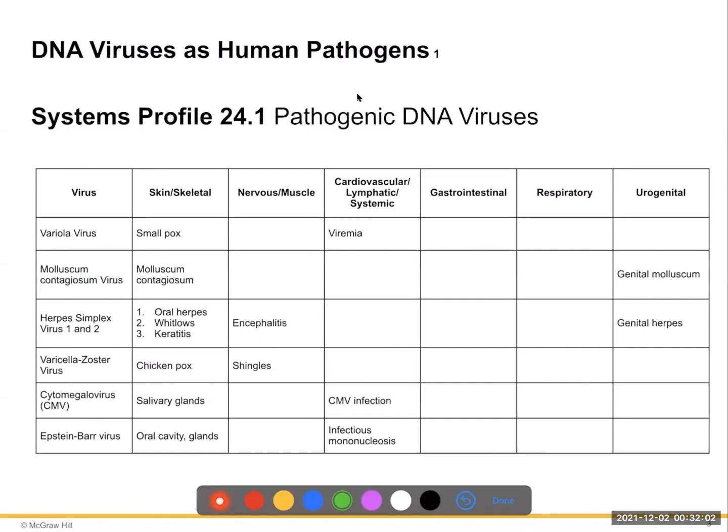These are the different viruses we'll be talking about today. This is a list of different ones. The variola virus, which causes smallpox. Herpes simplex virus 1 and 2, which cause oral herpes, keratitis, and encephalitis in the nervous system, or urogenital, which causes genital herpes, the varicella zoster with shingles, and so on. We'll go through all of those today.